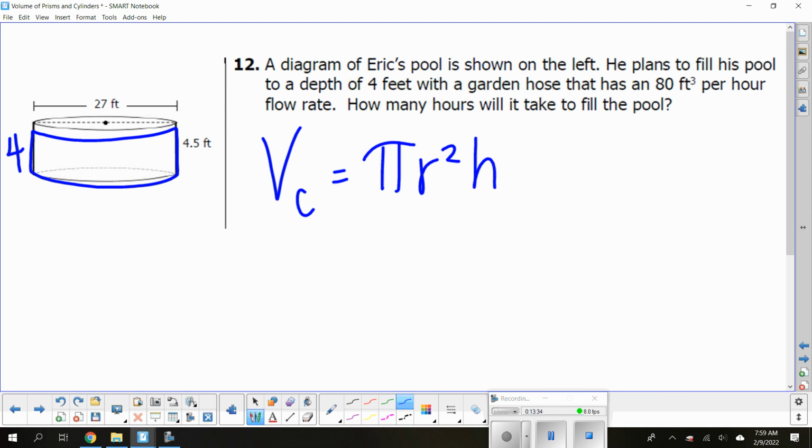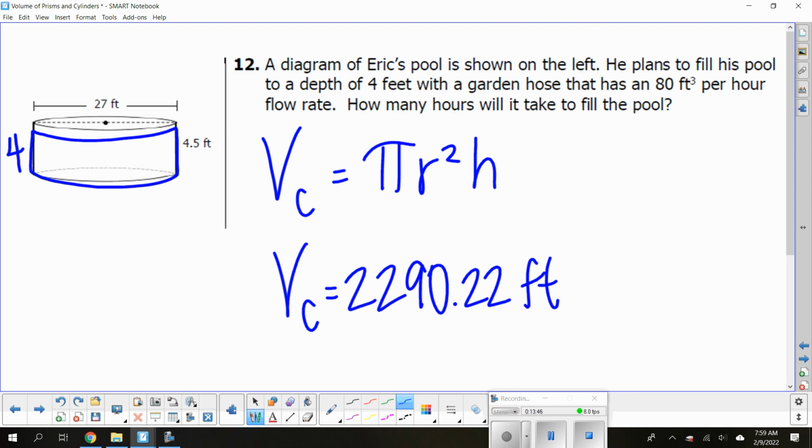So for the volume of our cylinder, we should get 2,290.22 feet cubed. I did pi times 13.5 squared, and then I did times 4. So I just need to figure out how long it's going to take for it to fill.